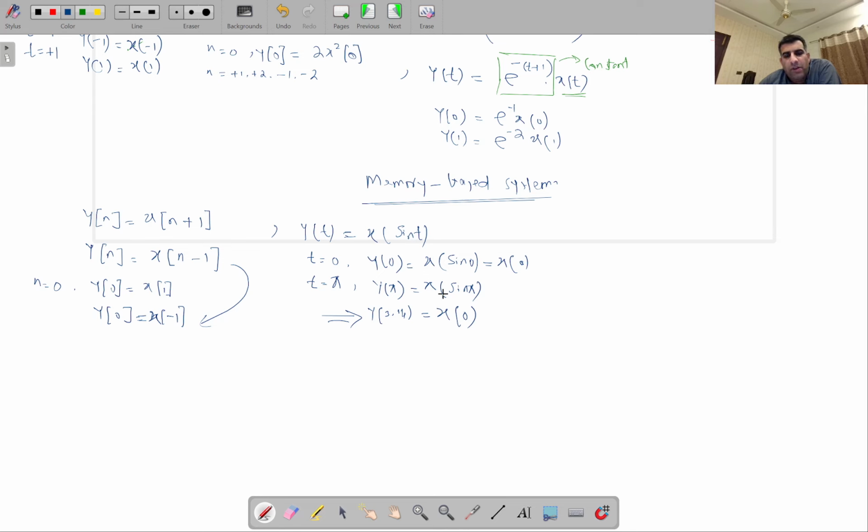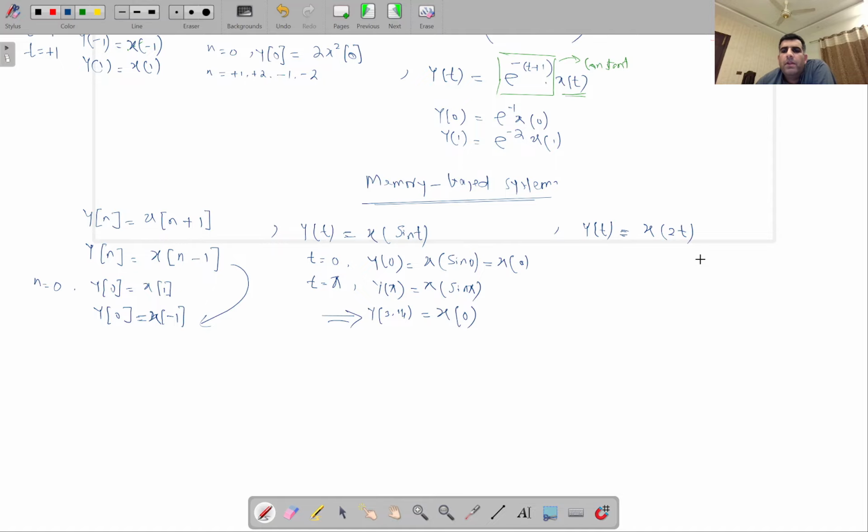So now, because of that, the system has some memory. It is a memory-based system. Okay, so another example is, let's say we have a system which is represented like this, y of t equals x of 2t.